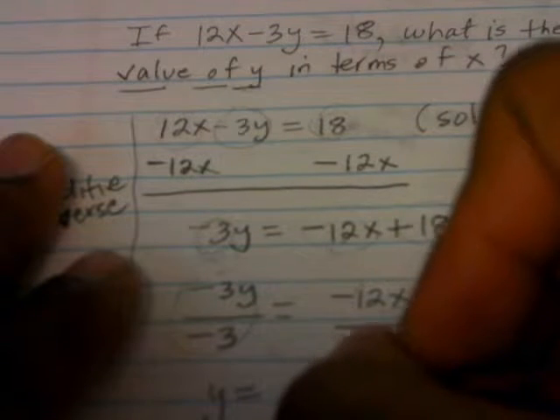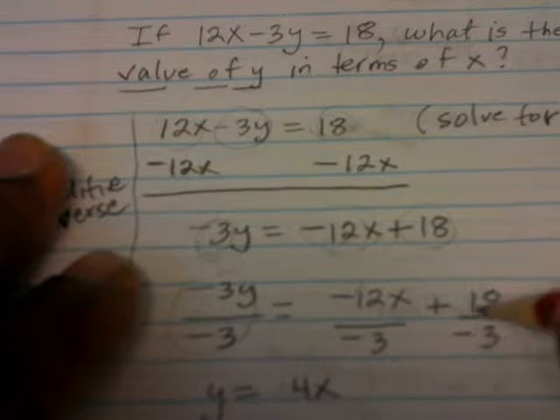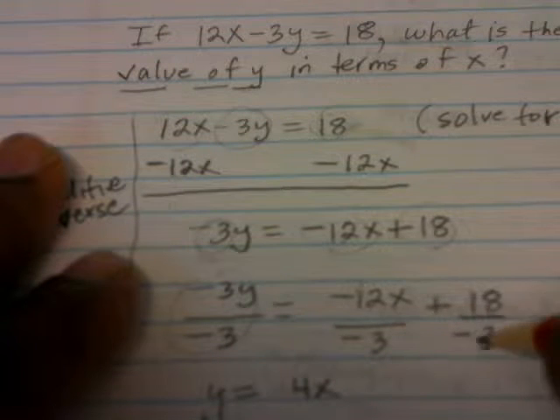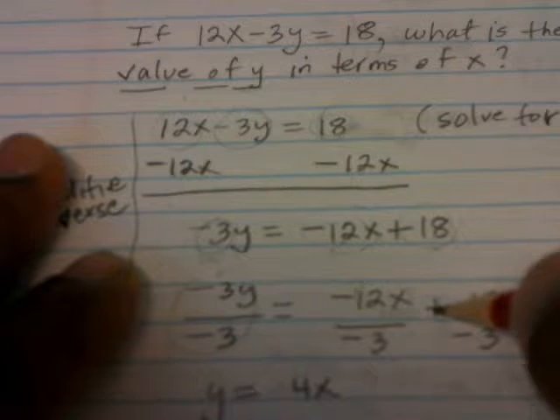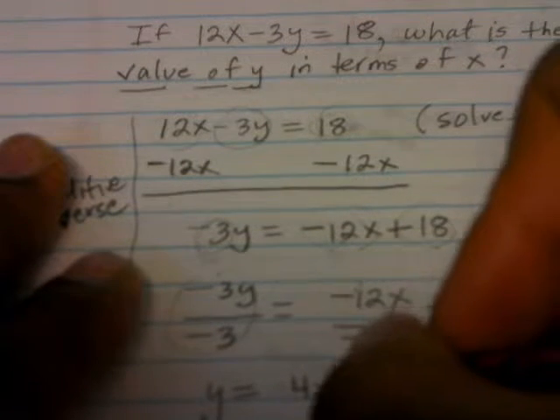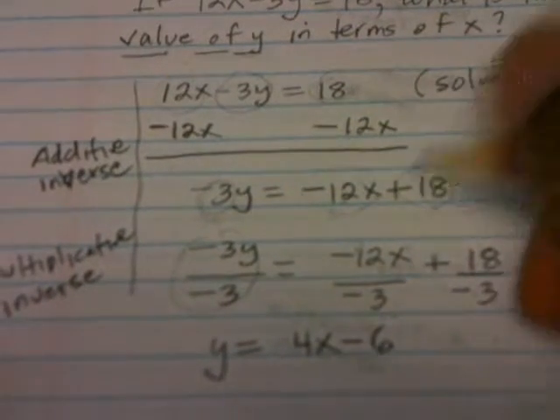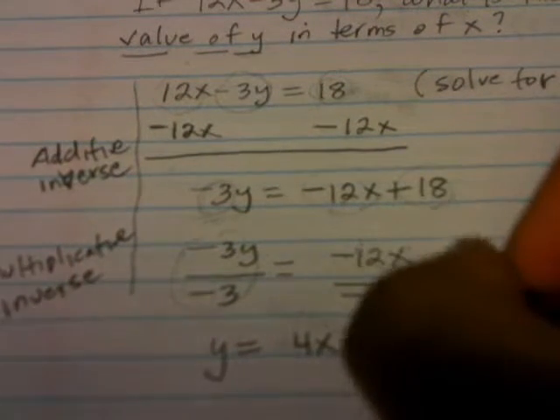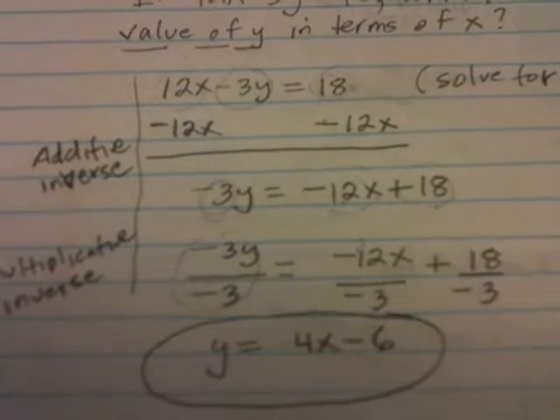So you have a positive 4x, and then you have a positive and a negative. When you divide this by negative, this becomes negative, and a negative times a positive becomes a negative. It still is a negative. So you have a negative 6. So your answer is 4x minus 6. This is the value of y in terms of x.